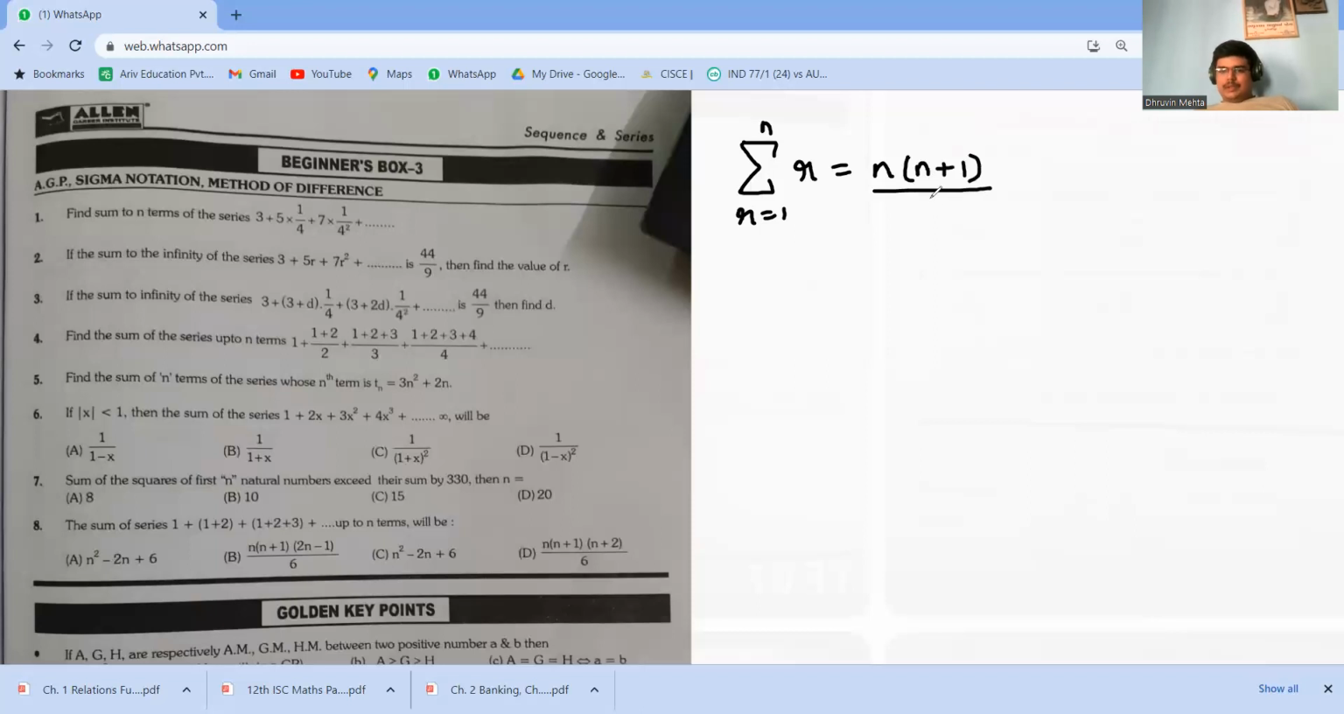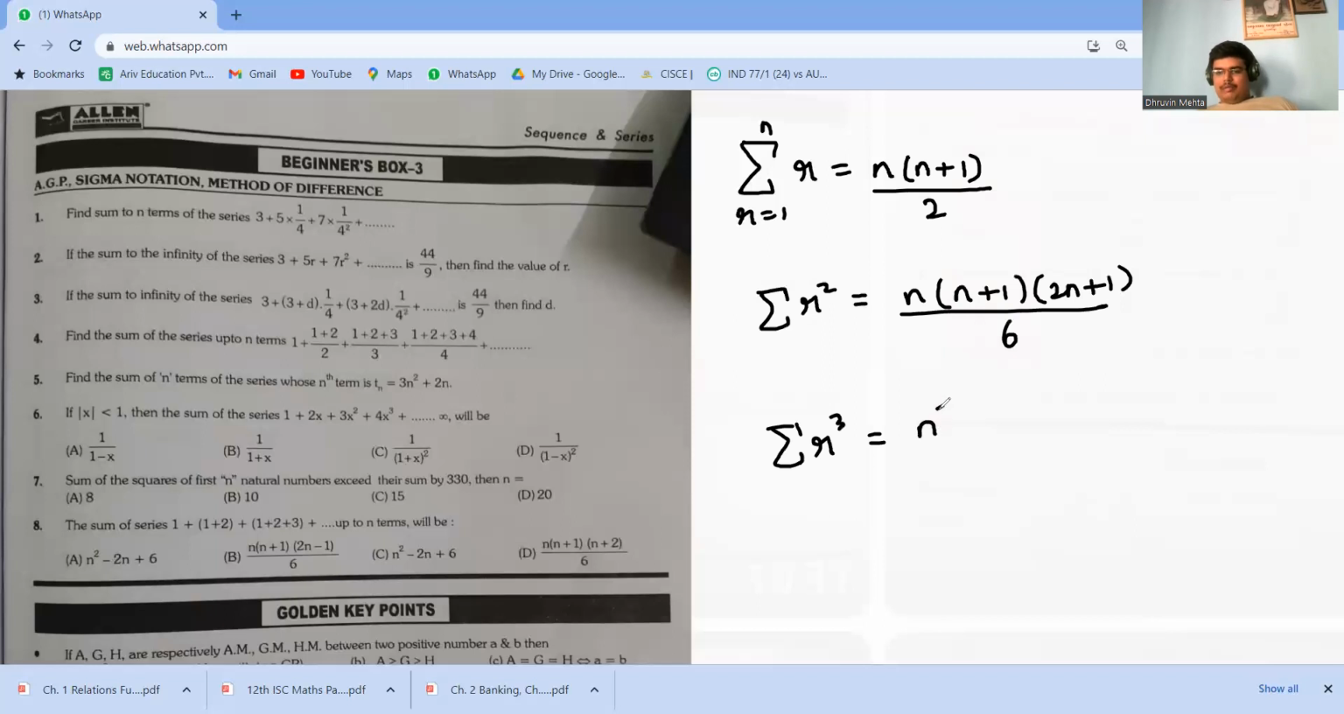r cube basically. So, the formula for sigma r is n into n plus 1 by 2. For r square, the formula is n into n plus 1 into 2n plus 1 by 6. And for sigma r cube, the formula is the square of the r formula. So it's n square into n plus 1 the whole square upon 4.